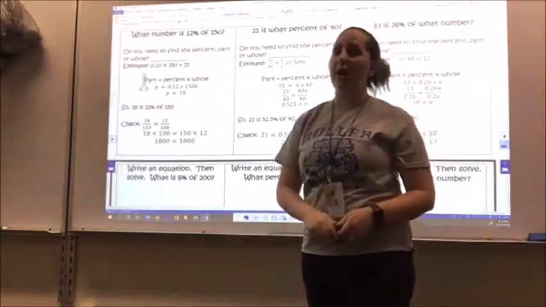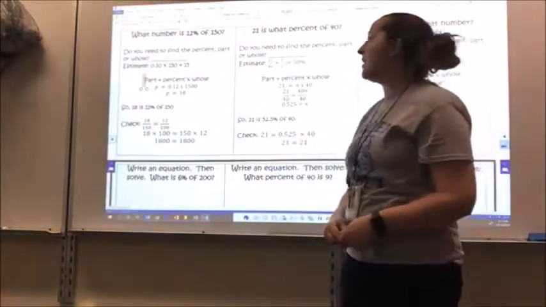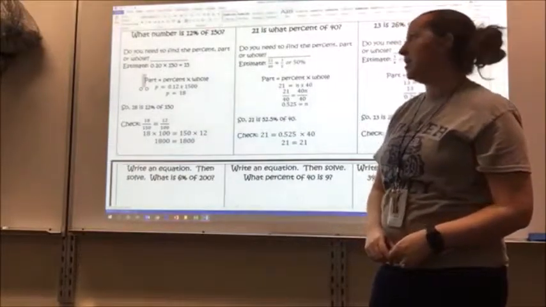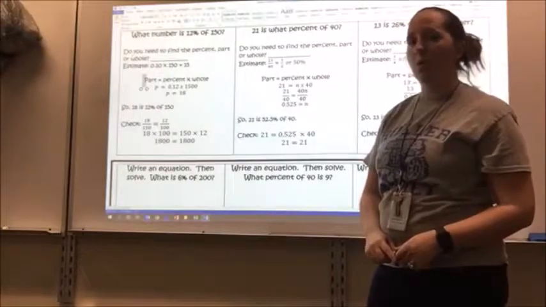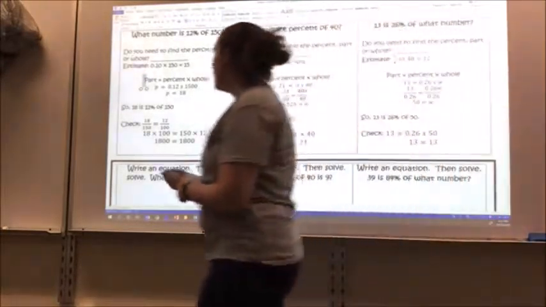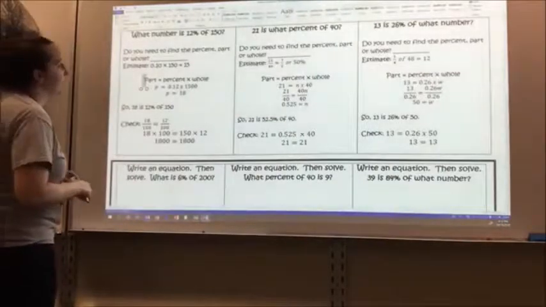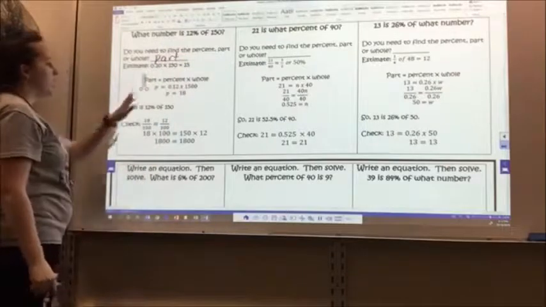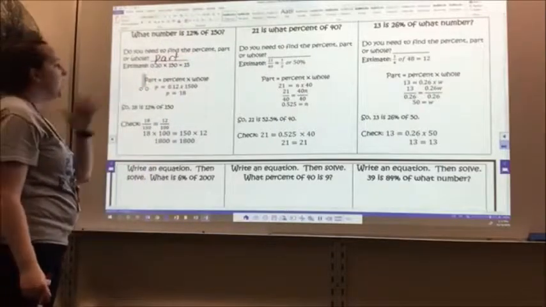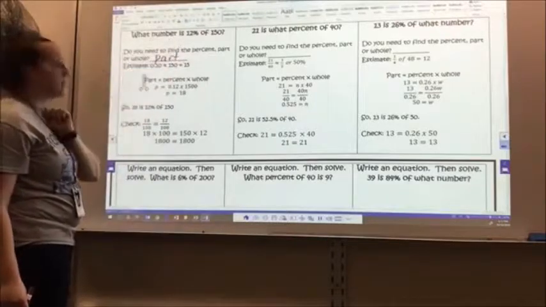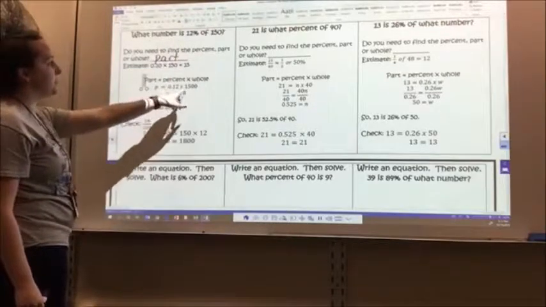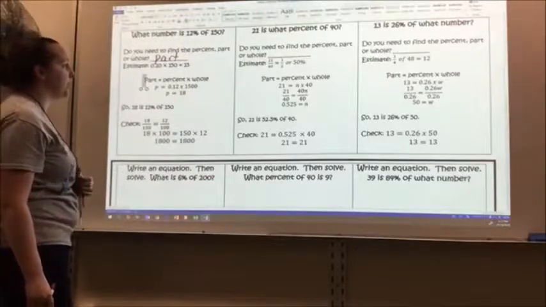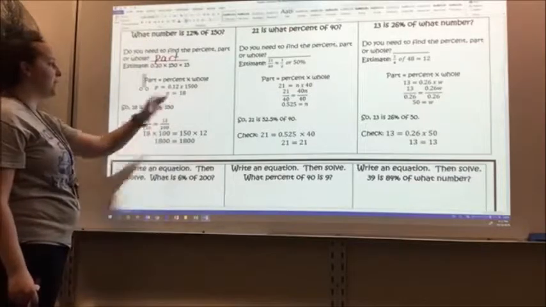All right, let's take a look at a couple of examples. The first example I have says, what number is 12% of 150? Do I need to find the percent, part, or whole? I need to find the part. So part equals percent times whole is my equation. P equals, I changed 12% to a decimal, 0.12 times 150. When I multiply 0.12 times 150, I get P equals 18.